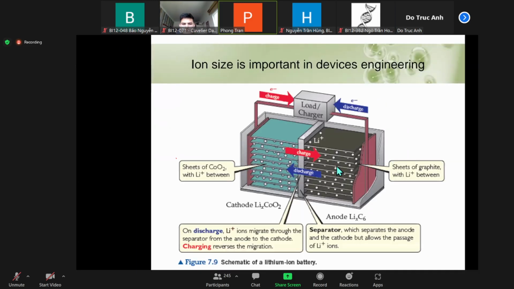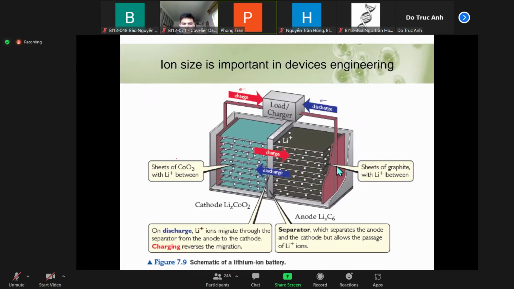So why is the size of the ion important? Because the size of the ion is important when you put it in a device. You can imagine that people talk a lot about the lithium battery. So what could be the operation of a lithium battery?